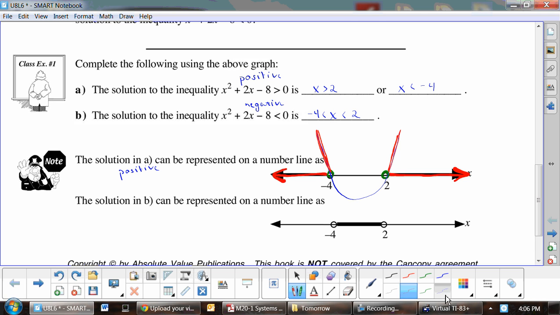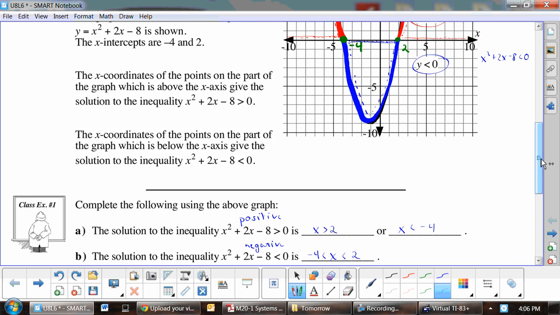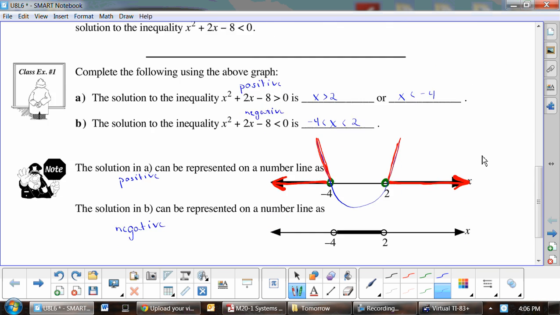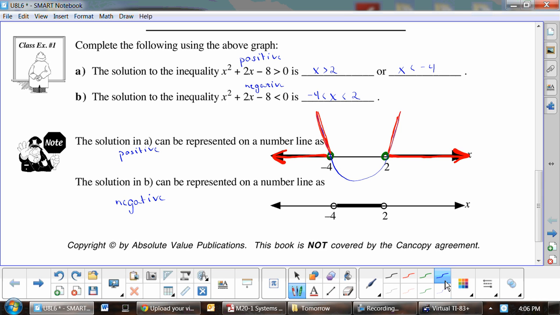Okay, so for our negative half of our graph, we can see that, okay, well, our solution set is when x is between negative 4 and 2, and we can see that on our graph here. So we know that this part here is our solution. Okay? And we can see that again, if we were to draw our graph on top, we would see that, oh, well, this part here is our negative part. And so that makes sense that it would be between negative 4 and 2.